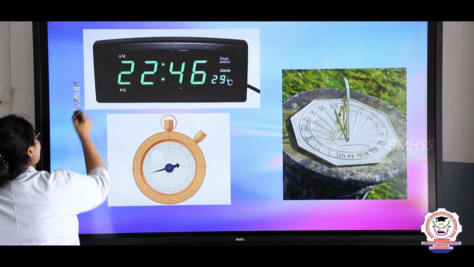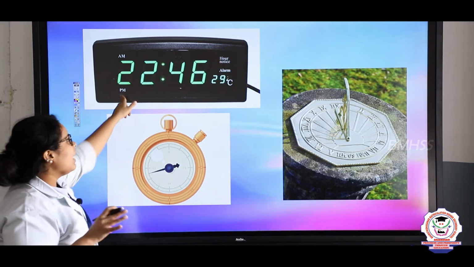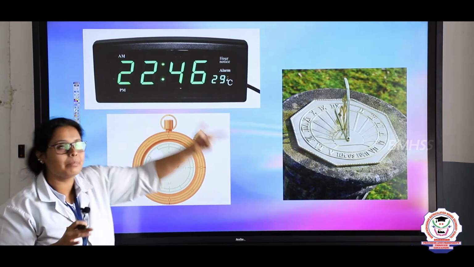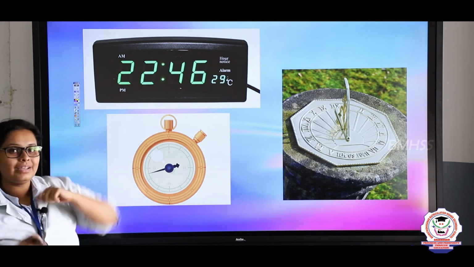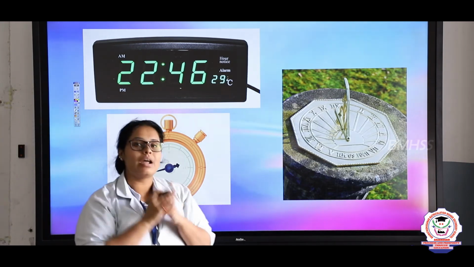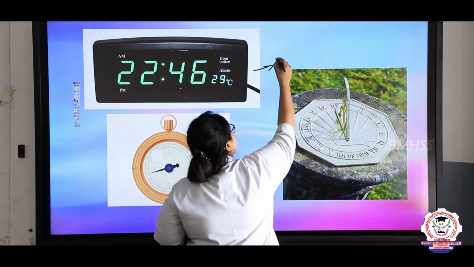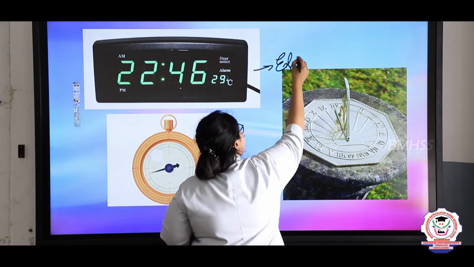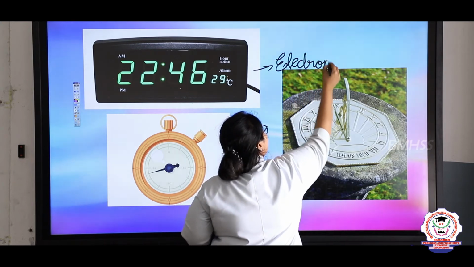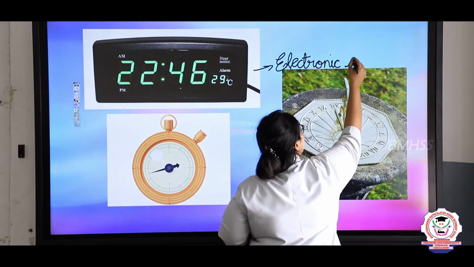So here, this clock is known as the digital clock. Why is it known as a digital clock? Because it will give the accurate time, and this time can be in any format. It can be a 12-hour clock or a 24-hour clock, right? So what is this, children? This is an electronic clock.